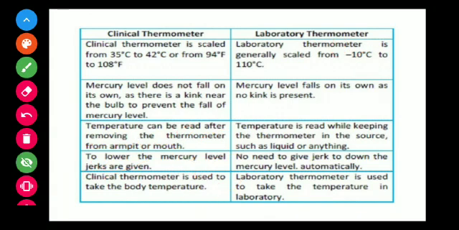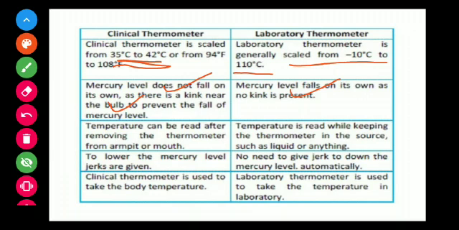In a clinical thermometer, there is a scale from 35 degrees centigrade to 42 degrees centigrade, and in the case of a laboratory thermometer, the scale is from minus 10 degrees centigrade to 110 degrees centigrade. In a clinical thermometer, the mercury level does not fall on its own, but in a laboratory thermometer, the mercury level falls on its own as no kink is present. Due to the kink in the clinical thermometer, there is no fall of mercury level.